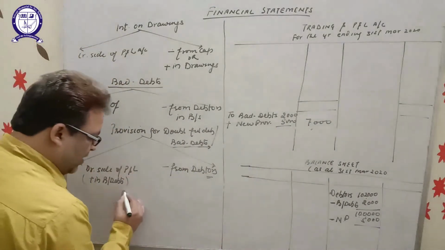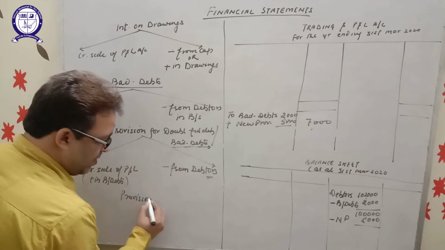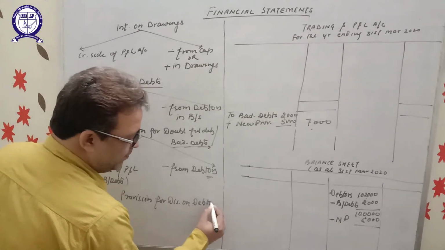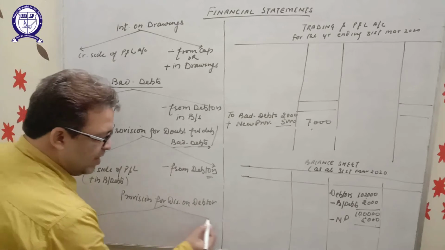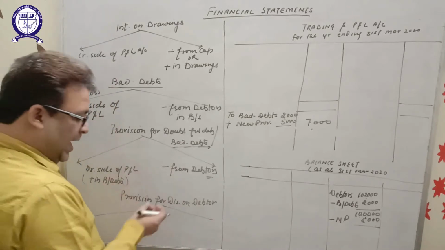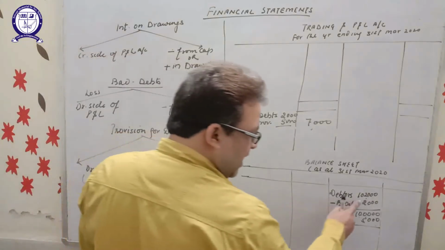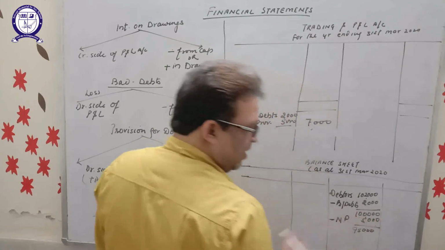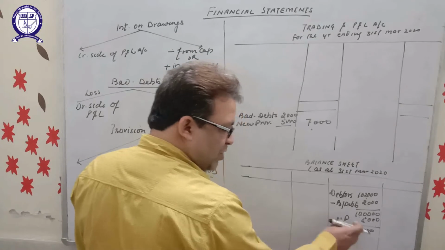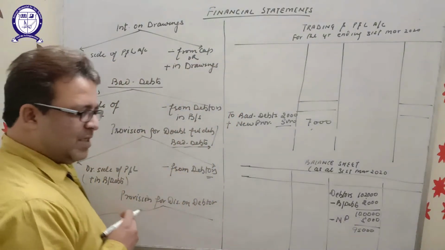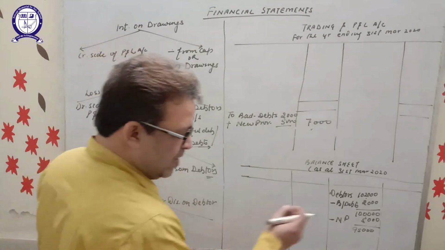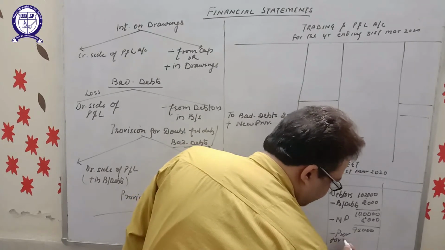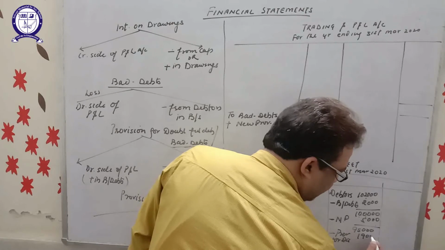Now provision for discount on debtors. Discount is given to the good debtors only. And what do you mean by good debtors? After deducting bad debts and provision for doubtful debts, the remaining debtors are good debtors. We will provide discount on 95,000 only. And suppose 2% is provision for discount. So we have to calculate 2% of 95,000. Less provision for discount, 1,900.